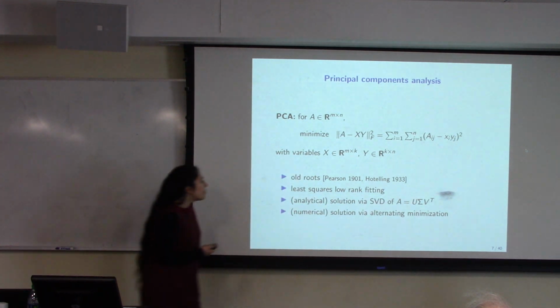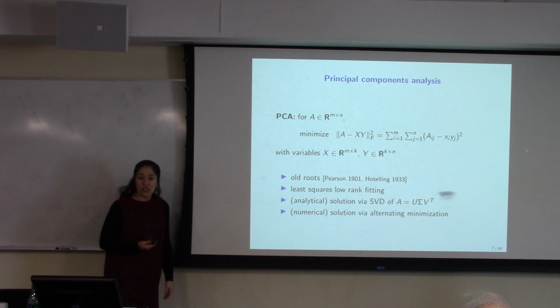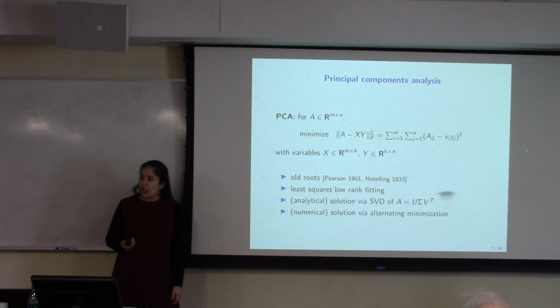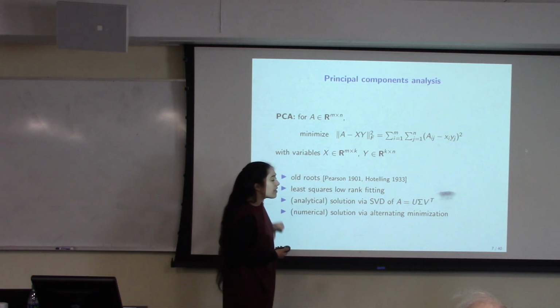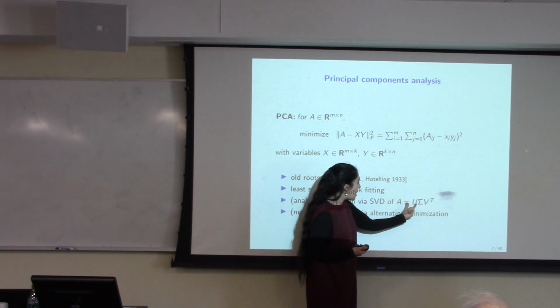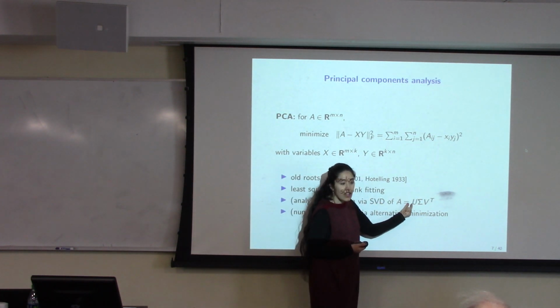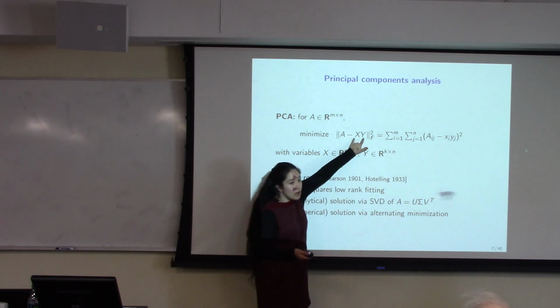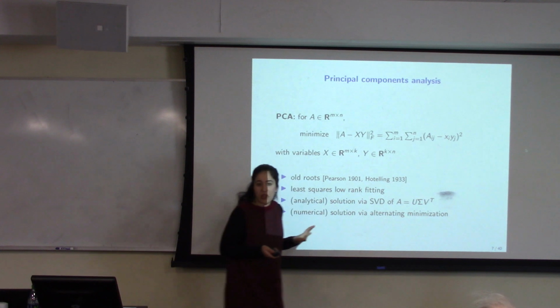People have been doing this for over 100 years, and there's a very good reason, which is that there's essentially an analytical solution obtained via the singular value decomposition. Okay, the truncated singular value decomposition. So take the first K singular vectors on the left and right, the first K singular values, and that gives you a solution X times Y to this problem, which you can factor however you want.